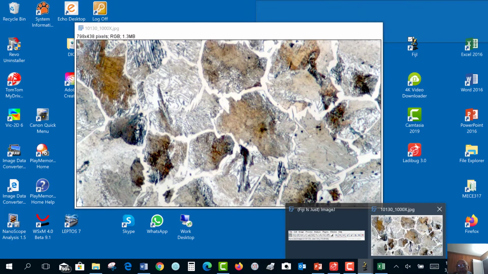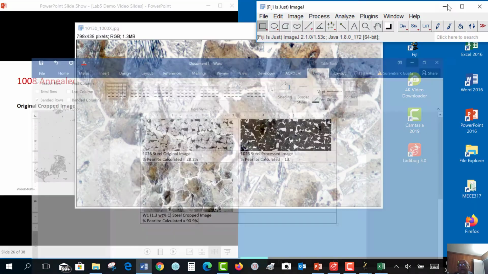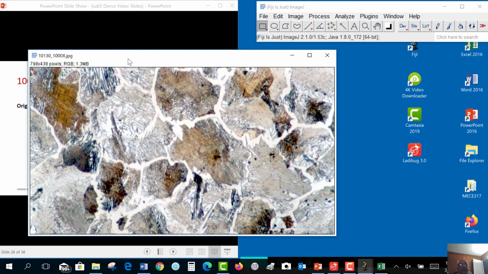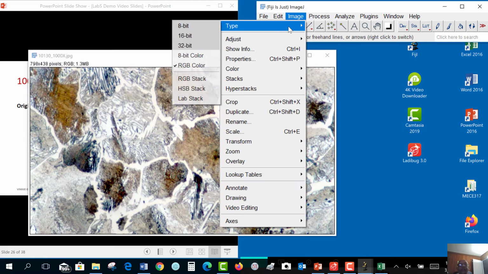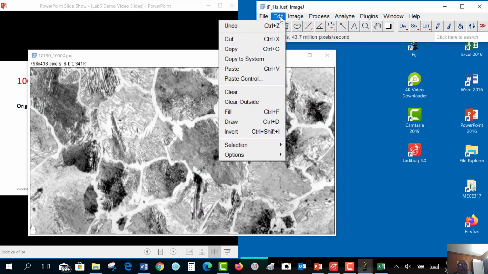Okay, so let's process our image. So since this is a colored image, the first thing we are going to do is convert it to 8-bit. Then we are going to threshold it.